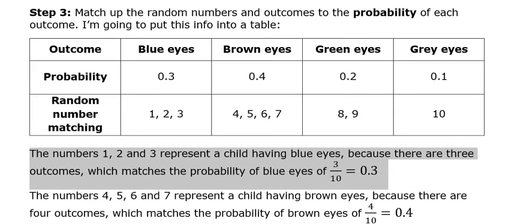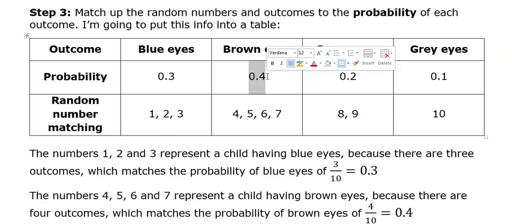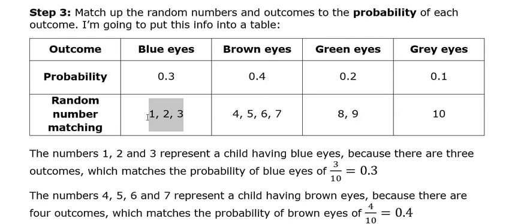I do the same now for brown eyes. Now brown eyes has a probability of 0.4. I can't use 1, 2 and 3 because I've already allocated those to blue. So I need to choose the next 4 numbers. So I'm going to choose the numbers 4, 5, 6 and 7. I'm choosing 4 numbers so that it matches the probability of 4 out of 10 or 0.4.